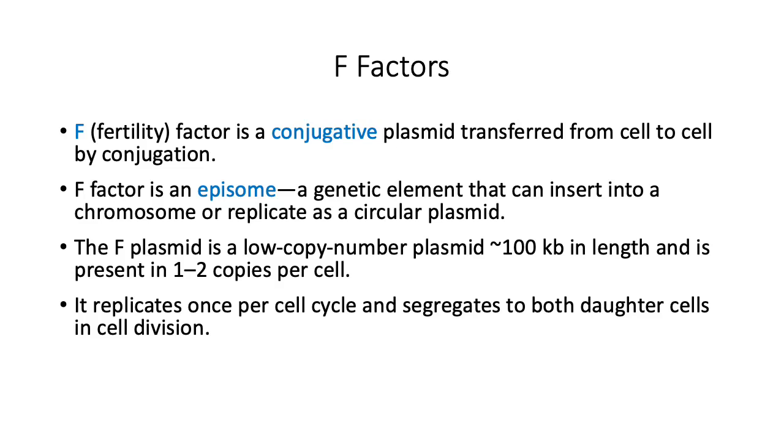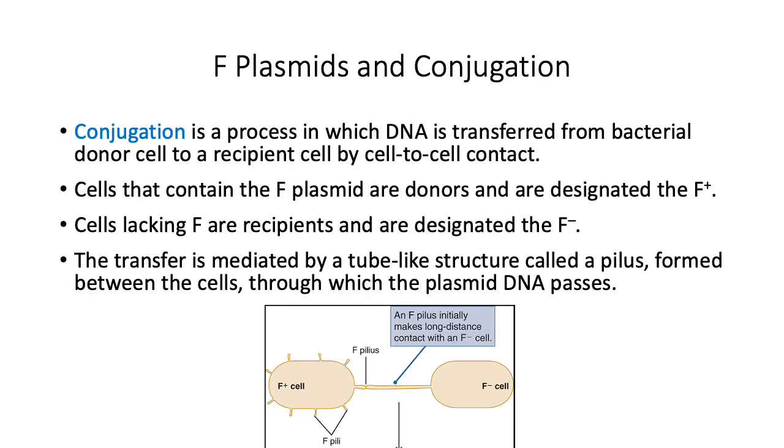So the F plasmid is pretty big. It's as big as most bacterial chromosomes because it encodes a lot of proteins. And as such, it is a low copy number plasmid because it's bulky. And as a typical plasmid, it replicates during the cell cycle and segregates to both daughter cells. So what does it do? Why are we talking about F factor? Well, let's get into that.